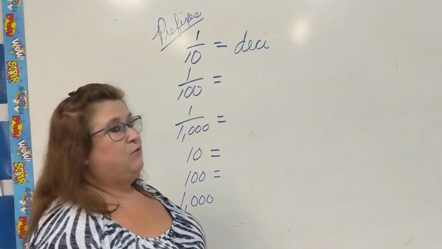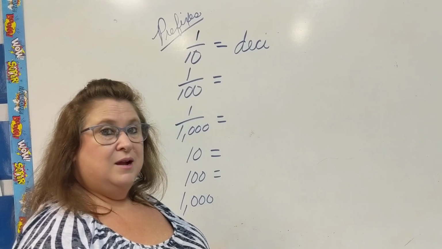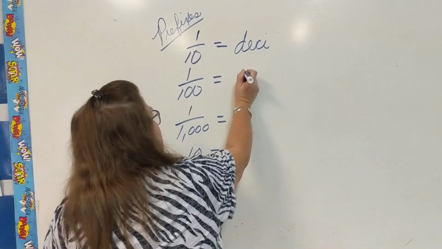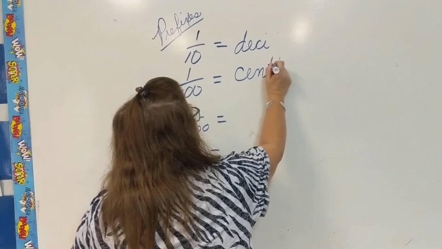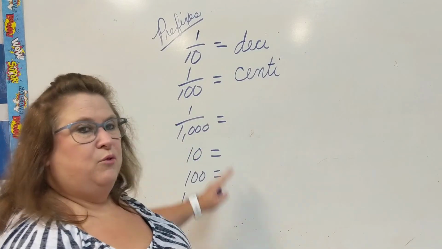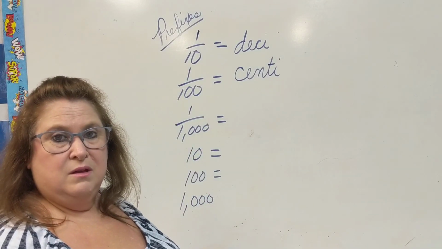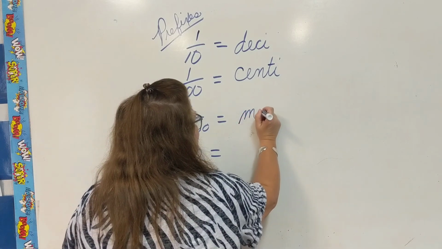What is the prefix for 100th? Think about it. If you said centi, you are absolutely, positively correct. What is the prefix for 1,000? The prefix for 1,000 is milli.